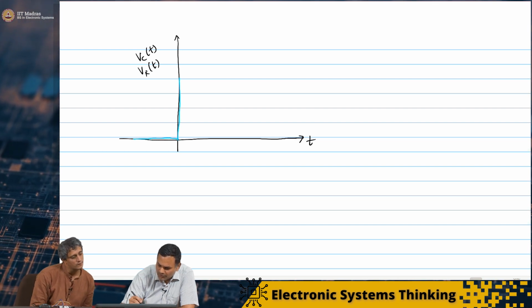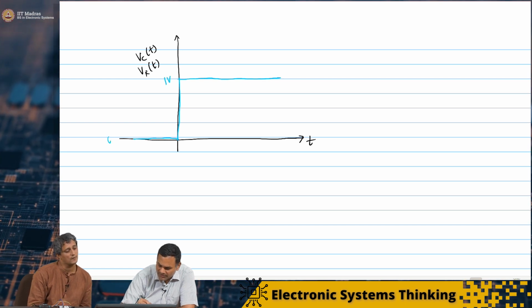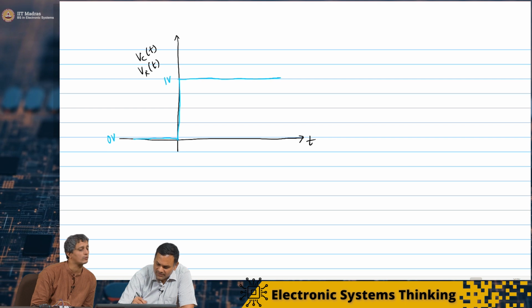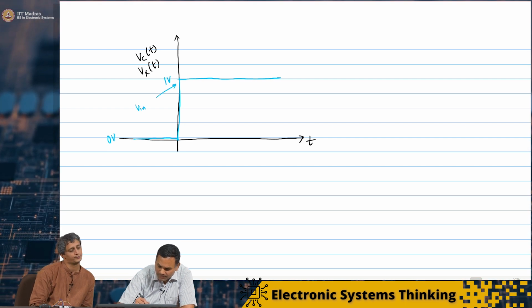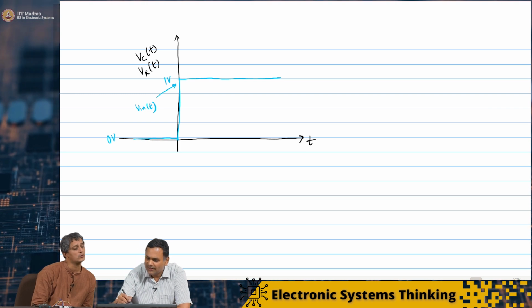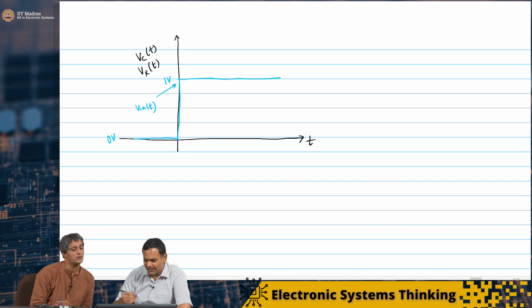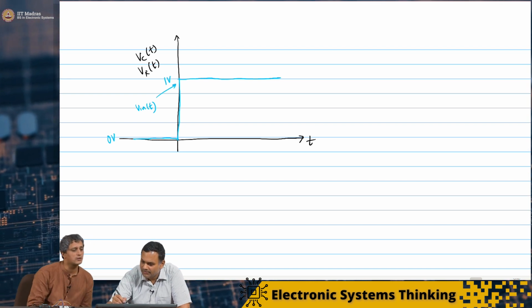So, it goes from 0 to 1 volt. Yeah. So, this is 1 volt, this is 0 volts. So, this is VIN of t. And now VC of t, I'll plot it in, let's plot it because we already know it. Correct. Maybe you can plot in red. In red? Looks brighter. Yeah.